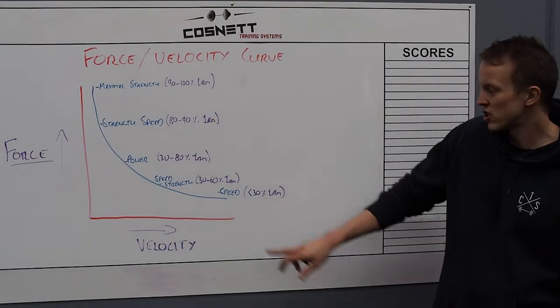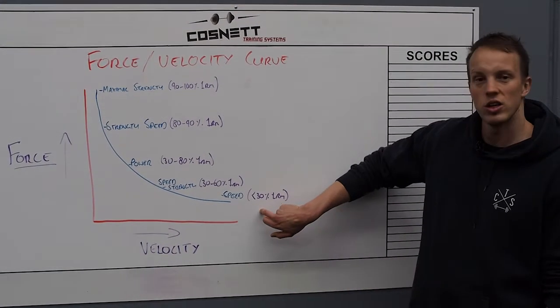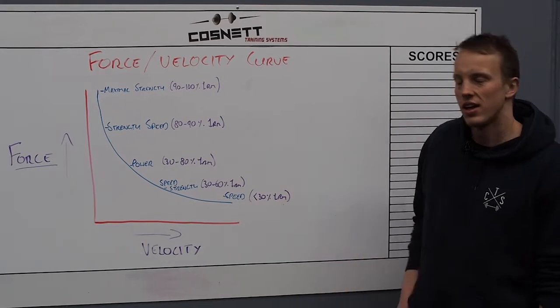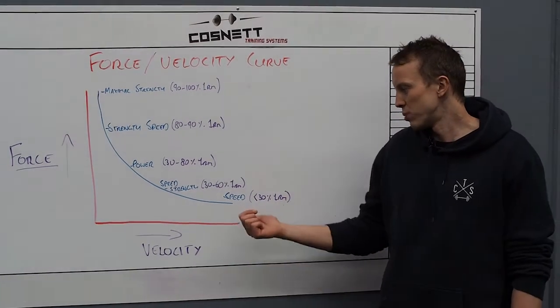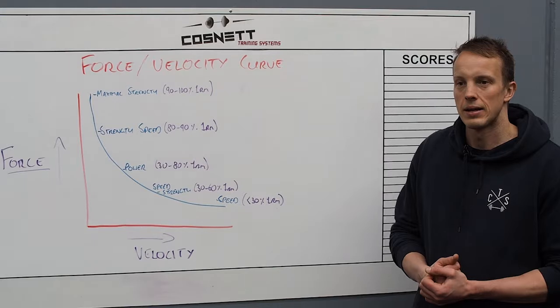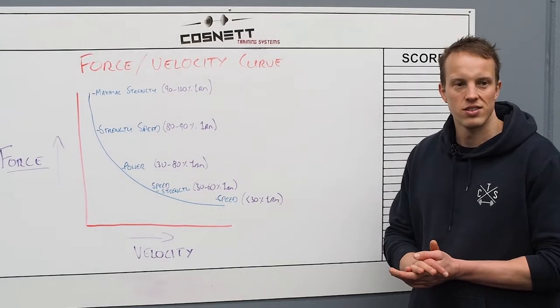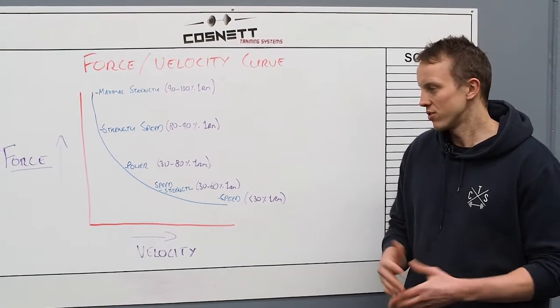And then lastly here we've got speed. Speed is with weights that are less than 30% of our 1 rep max. An example of a speed movement would be sprinting, a 20-meter sprint, for example. The element there is moving as quick as you can, and the resistance isn't that great as you move.